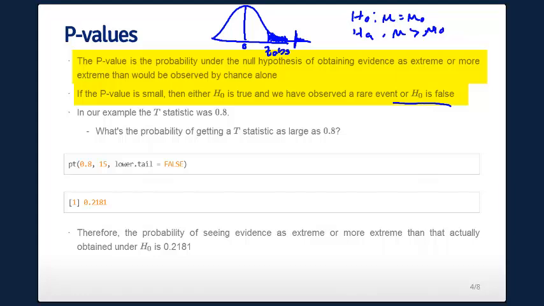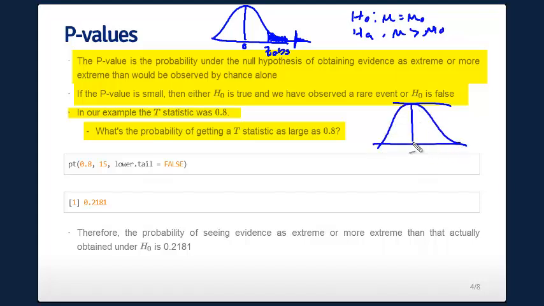In our example, our t statistic was 0.8, with 15 degrees of freedom. What's the probability of getting a t-statistic as large as 0.8? Here's our t-distribution, here's 0, and here's our test statistic, 0.8. The probability of getting a t-statistic that large, which we calculated over here, works out to be about 22%.